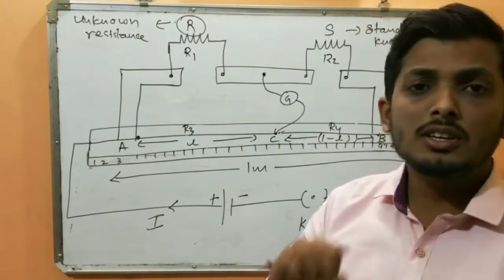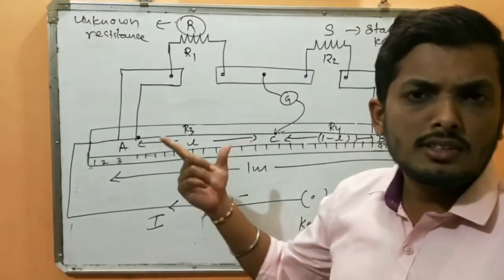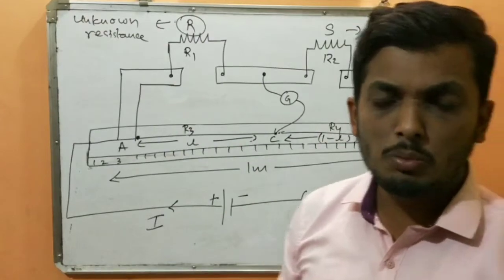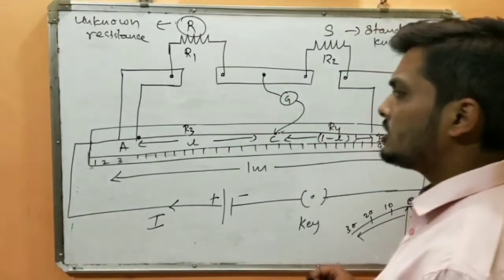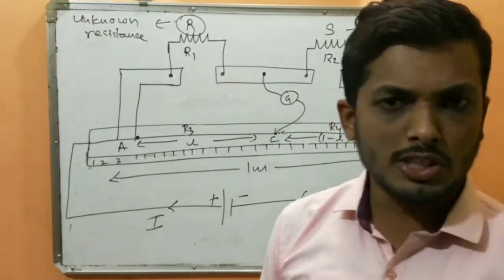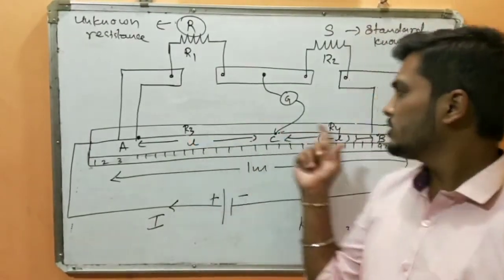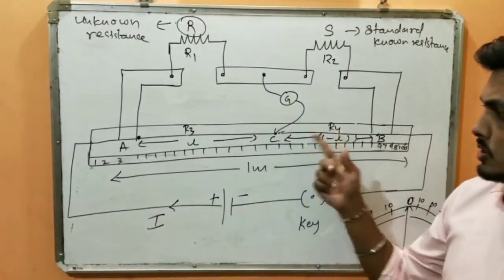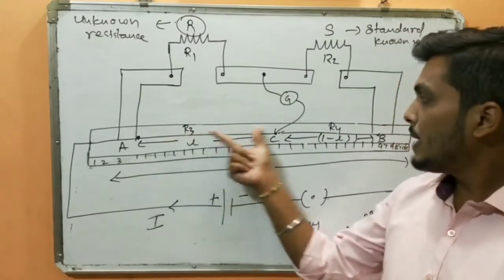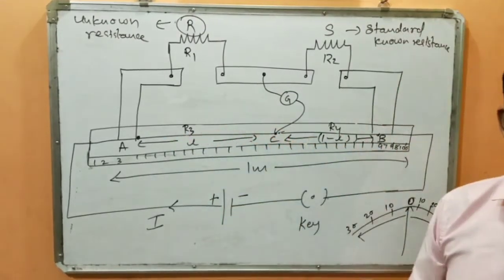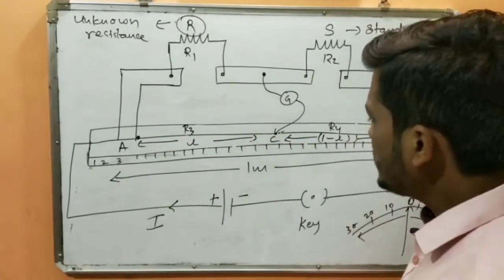You cannot argue that this is the same wire, so the same resistance will be there. No. If you remember, the resistance depends upon the length as well as the cross-sectional area. So this R3 is not equal to R4. Just remember this length L. L is the balancing point and the remaining length will be 1 minus L. So have you understood how it works?